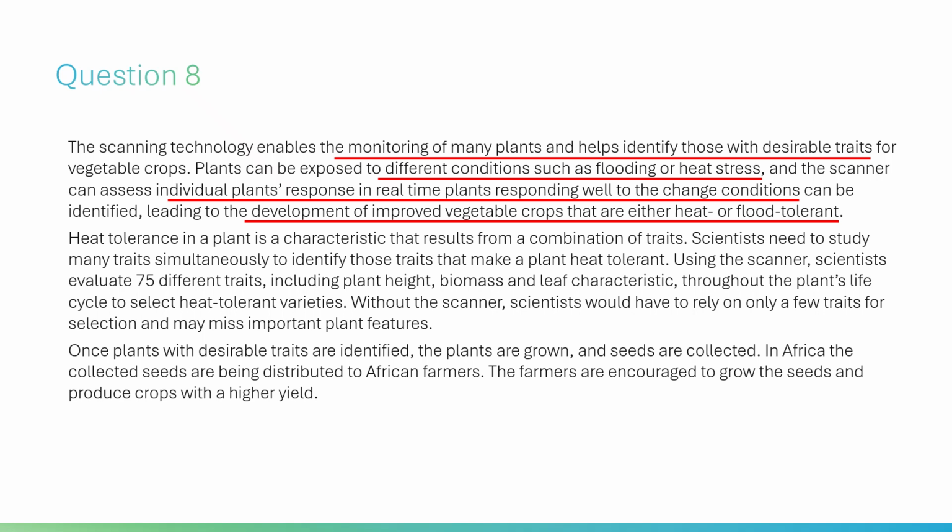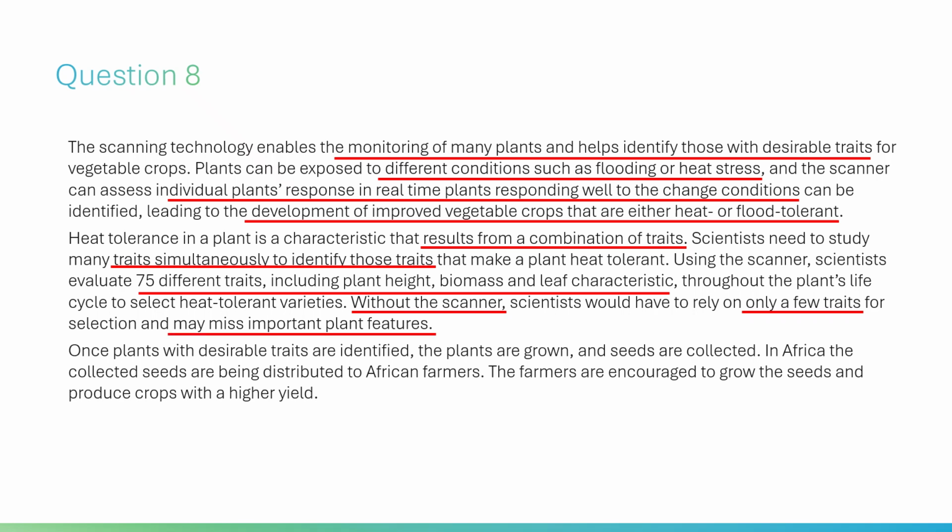Heat tolerance in a plant is a characteristic that results from a combination of traits. Scientists need to study many traits simultaneously to identify those traits that make a plant heat tolerant. Using the scanner, scientists evaluate 75 different traits, including plant height, biomass, and leaf characteristics, throughout the plant's life cycle to select heat-tolerant varieties. Without the scanner, scientists would have to rely on only a few traits for selection and may miss important plant features.